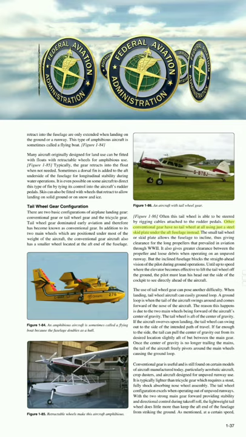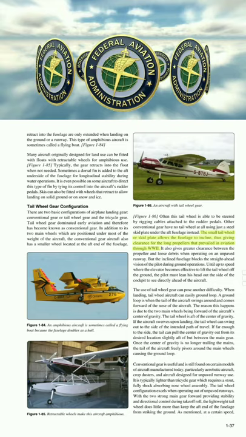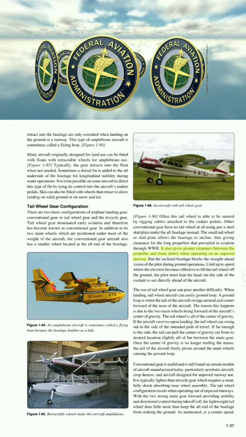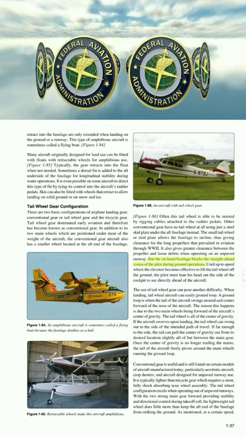The small tail wheel or skid plate allows the fuselage to incline, thus giving clearance for the long propellers that prevailed in aviation through WWII. It also gives greater clearance between the propeller and loose debris when operating on an unpaved runway. But the inclined fuselage blocks the straight ahead vision of the pilot during ground operations.